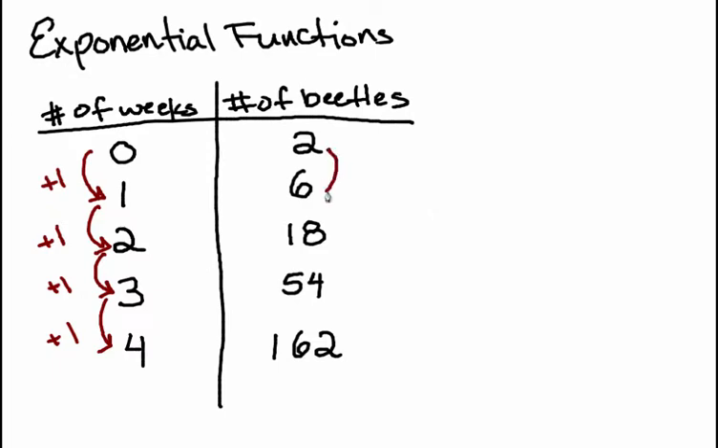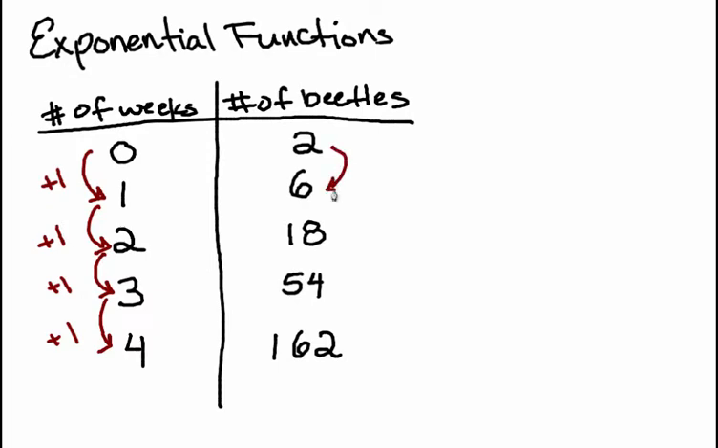From 2 to 6, we need to add 4. From 6 to 18, we need to add 12. From 18 to 54, we need to add 36. And from 54 to 162, we need to add 108. Clearly, there is not an additive relationship between the numbers on the right. We are not adding the same quantity each time. So perhaps instead of an additive relationship, there is a multiplicative relationship.